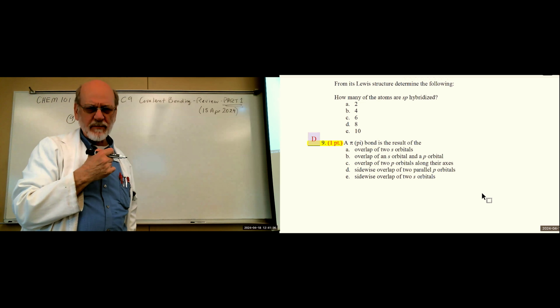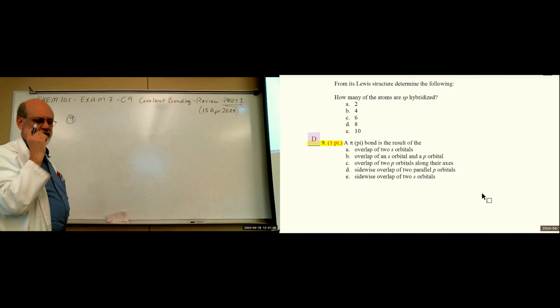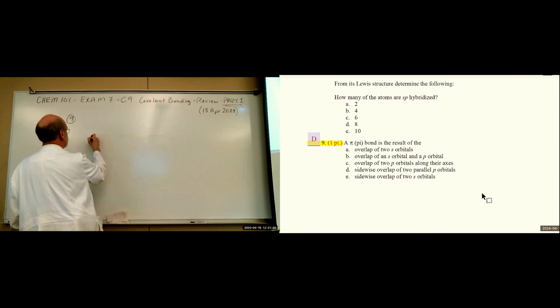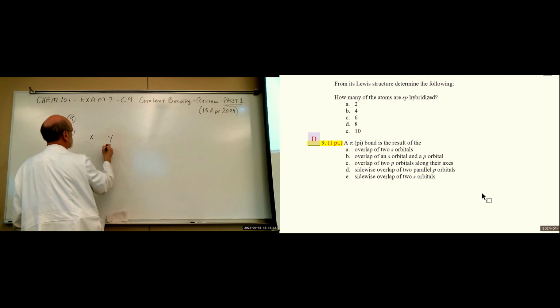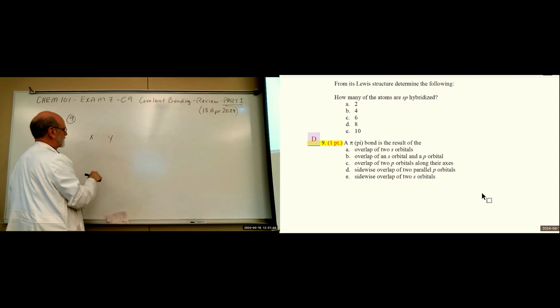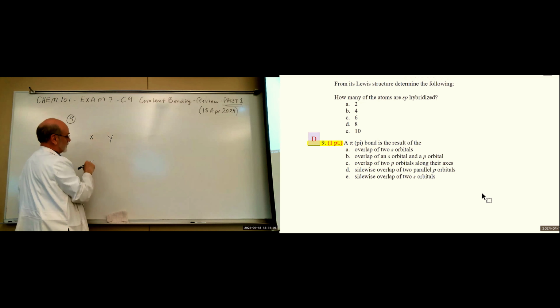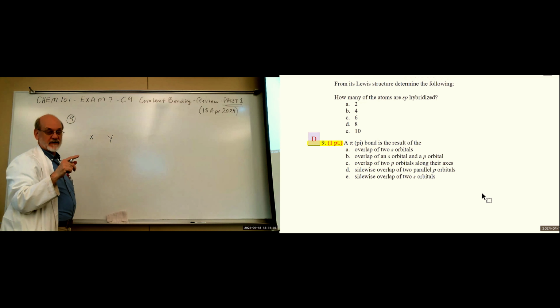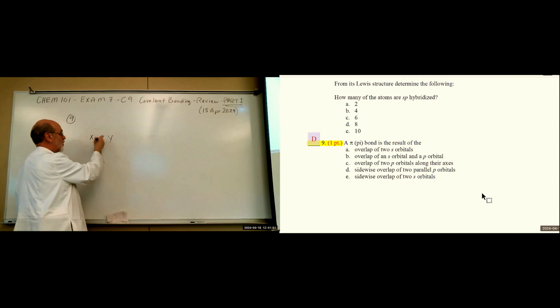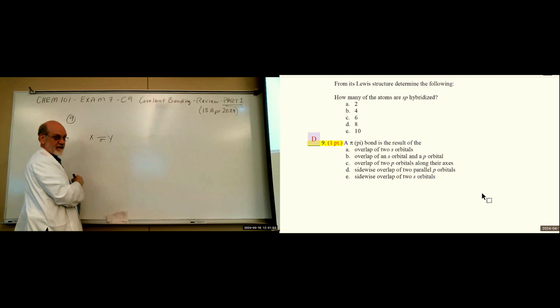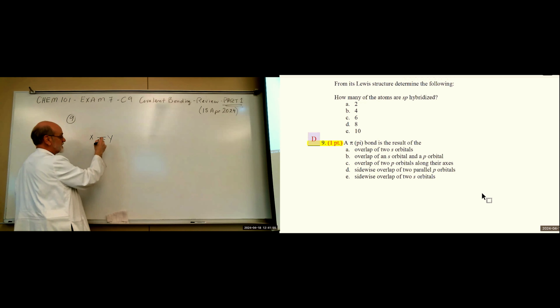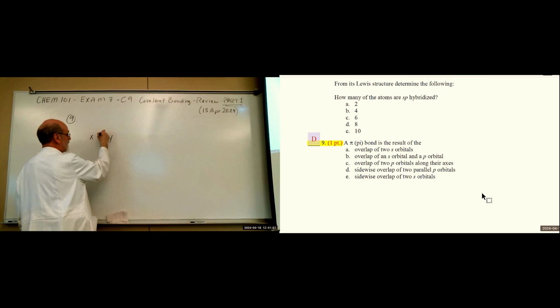Okay, a pi bond is the result of... Okay, so if we have 2 atoms here, and we bond them together, what's the first bond? The first bond is always a sigma. And then the possibility is for a pi bond and maybe another pi bond maximum.